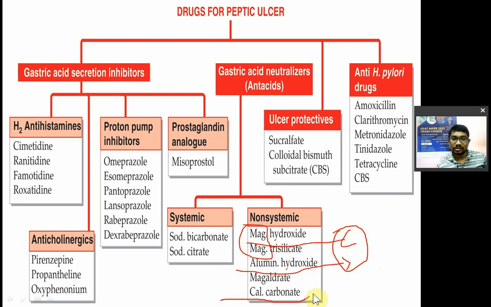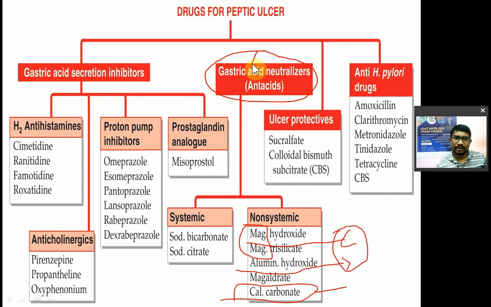Now calcium carbonate is again a non-systemic antacid, so it will cause one adverse effect known as milk alkali syndrome. What is that? We'll see in an upcoming slide. So this is the first class of your antacids. This was our first class, known as antacids. Antacid is the first class.